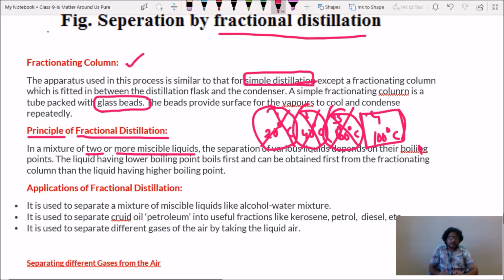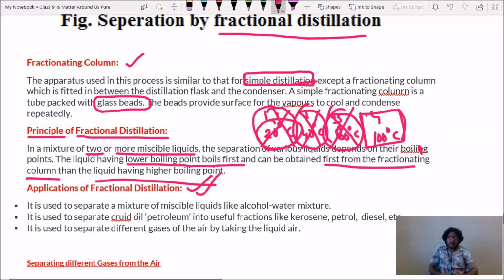Here the liquid having the lower boiling point boils first. So whatever liquid has a lower boiling point boils first and can be obtained first from the fractionating column, and then the liquid having a higher boiling point. You see that the first liquid, with 20 degrees Celsius, the lower boiling point, will boil first and can be obtained first. And now the applications in our daily life where we can use this.